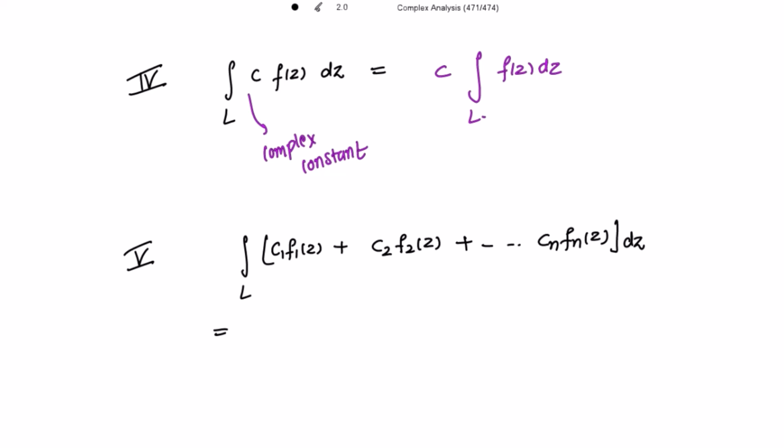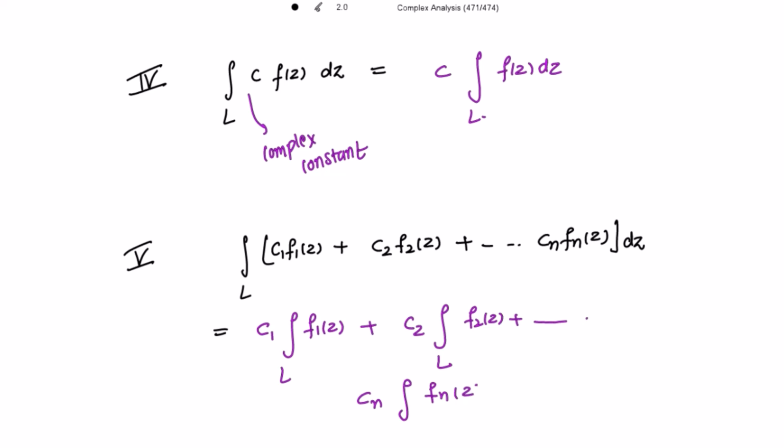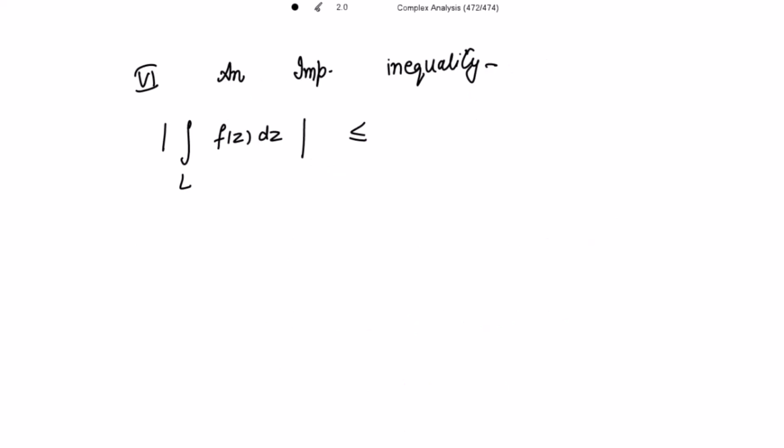Then the fifth property: the integral of the sum of c1 f1(z), c2 f2(z) up to cn fn(z) over L will be equal to c1 times the integral of f1(z) over L plus c2 times the integral of f2(z) over L, and so on up to cn times the integral of fn(z) over L. Last property, which is very important, is an inequality: the mod of the integral of f(z) over L is less than or equal to the integral of the absolute value of f(z) times the absolute value of dz over L. So these are some important properties of the complex integral.